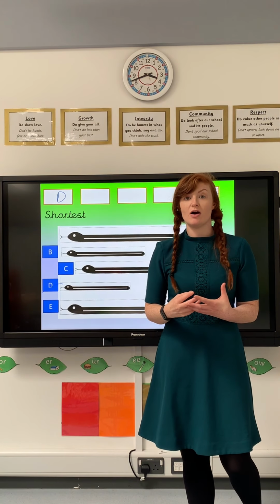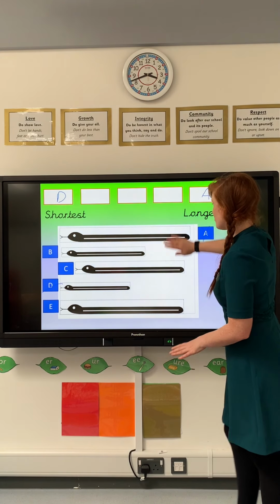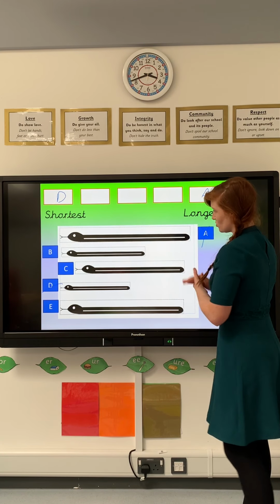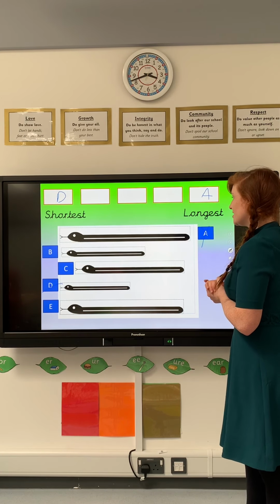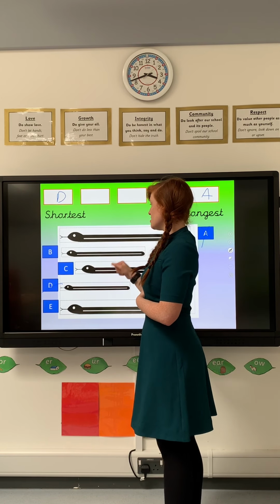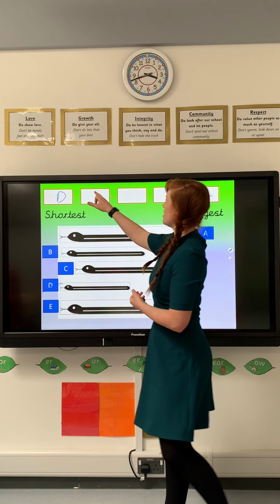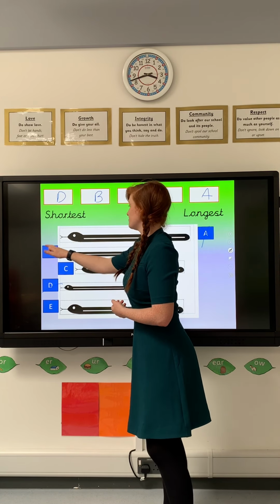Now I've got to figure out what the next shortest one is. So which one is now the shortest? If I've got rid of A and I've got rid of D, which one's the next shortest? And I can see that even if I moved B up a little bit, B would be shorter than C if C had moved up. So it's going to be B.